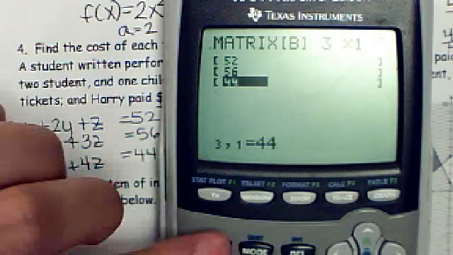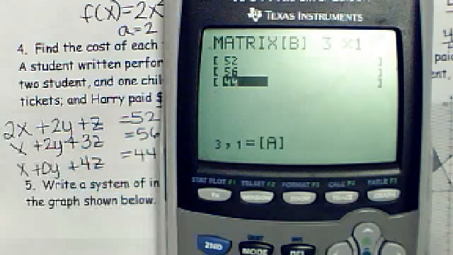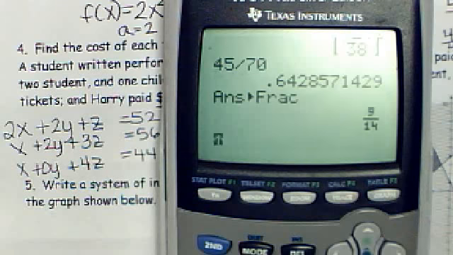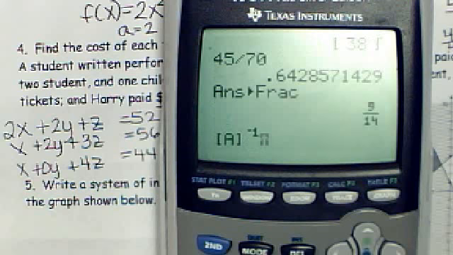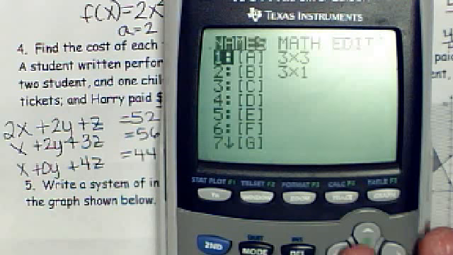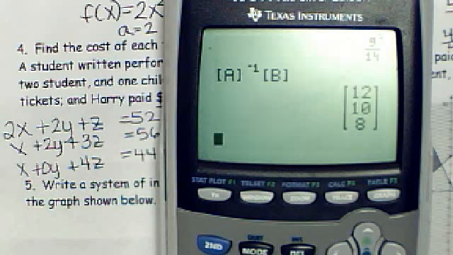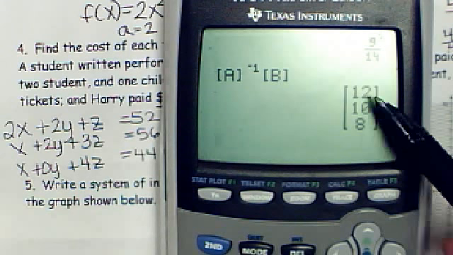Now I go back to matrix and I need matrix A. Oops, I needed to quit first. Go back to matrix, go to matrix A, inverse, go back to matrix and get matrix B. So A inverse B. And now that 12, 10, and 8, those are my answers for each of the tickets, and it's in order X, Y, Z.